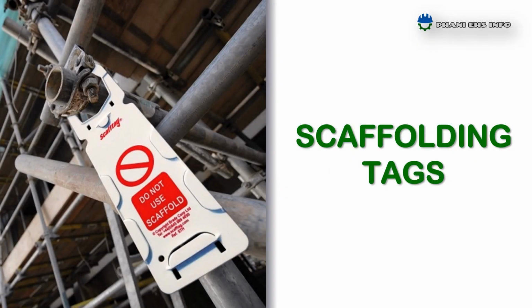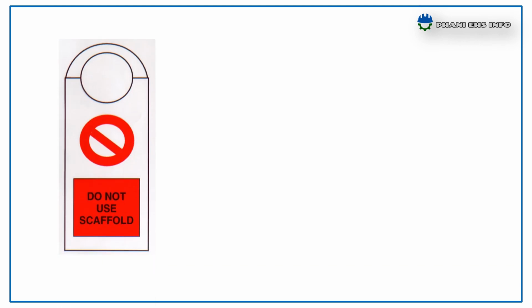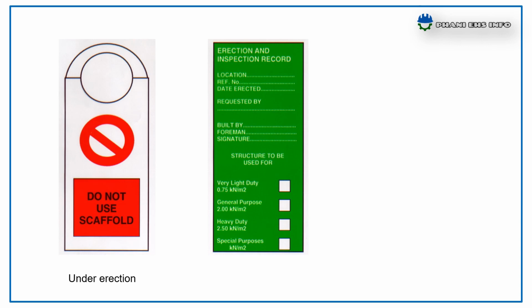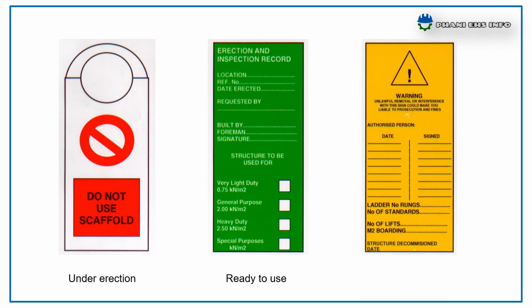What is a scaff tag or scaffolding tag? There are three types of scaff tags or scaffolding tags to be used. This one is the red tag. This tag means the scaffolding is under erection, so do not use the scaffold. This is a green tag. This tag means the scaffold is ready to use. And this is the yellow tag. This tag indicates the damage of the scaffold.